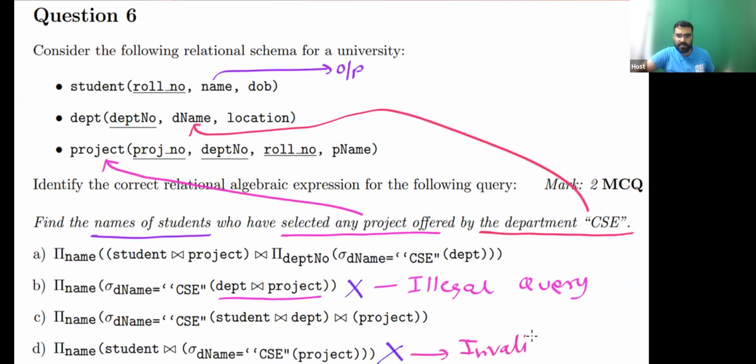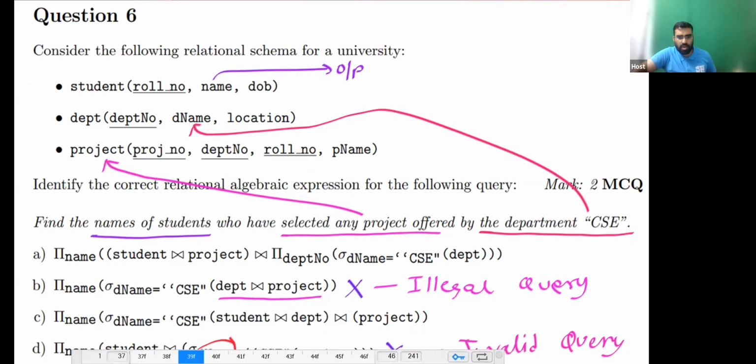Why is this invalid? What is the reason this is invalid? Because we do not have this D name in the project table. In the project table, you don't have D name, right? You can look at the project table. This is your project table. You do not have D name. So this is definitely an invalid query. Okay, so these two queries are gone.